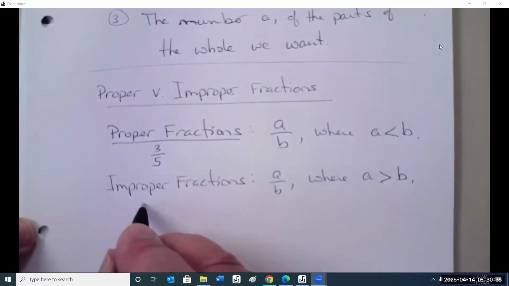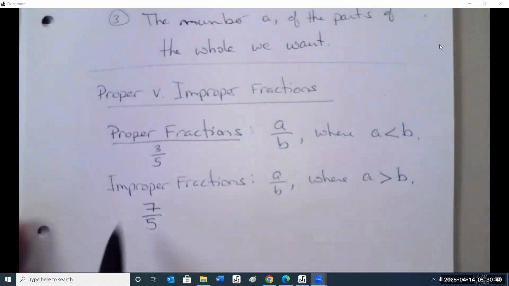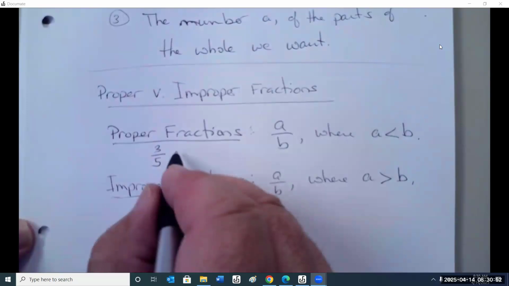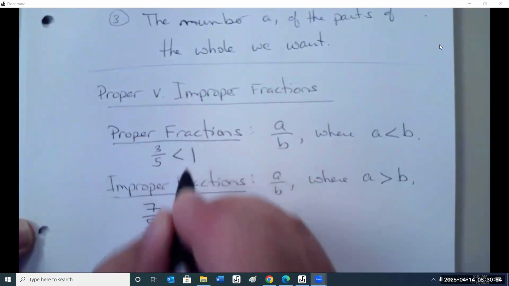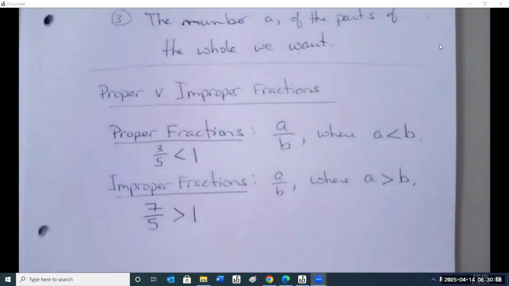But as opposed to an improper fraction where the top number is bigger. So what's the difference between these two? This one is less than 1. This one is greater than 1.